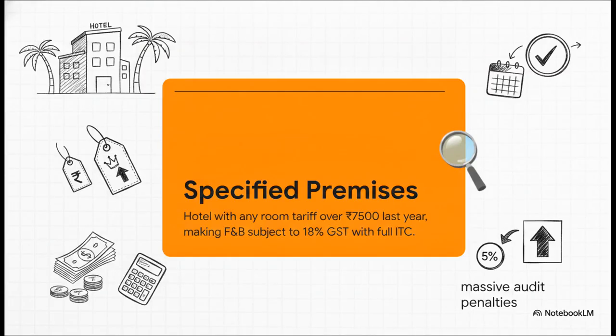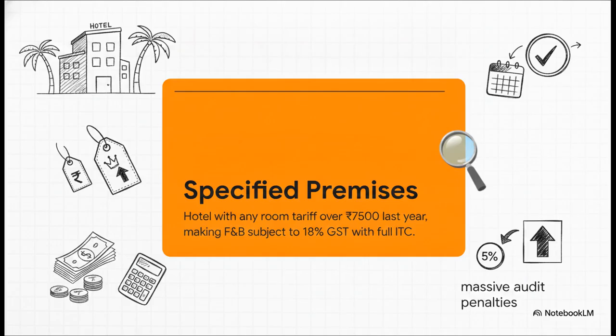Standard hotel restaurants operating where room tariffs are 7,500 rupees or less charge a uniform 5% GST without input tax credit. However, a property becomes a specified premises if it crossed a specific line in the preceding financial year. Listen to this. If you supplied even one unit of accommodation exceeding 7,500 rupees per night last year, boom, your internal F&B operations are automatically elevated to an 18% GST tier with full ITC for the entire subsequent year.